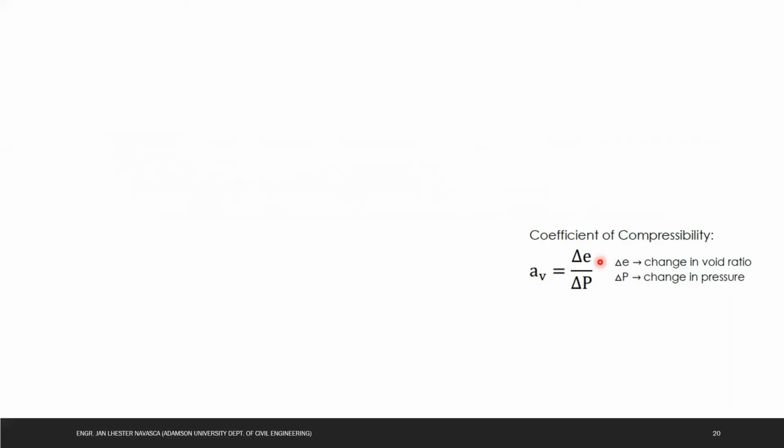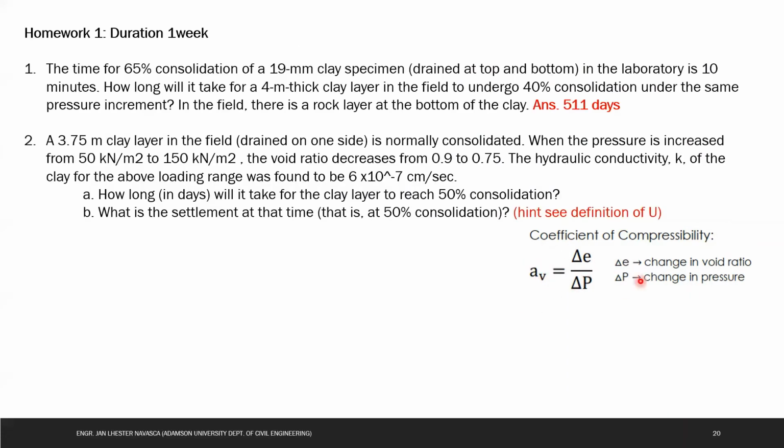So this equation over here is the corrected formula for the coefficient of compressibility. So I checked our module 1, your A sub V is delta E plus delta P. So it should be delta E over delta P, or the change in void ratio over the change in pressure. So please take note of this correction.